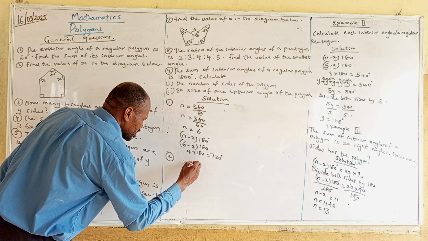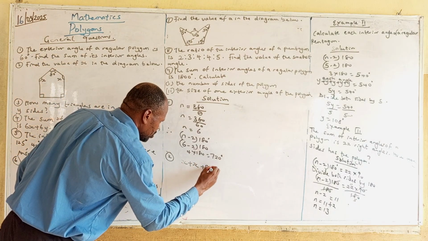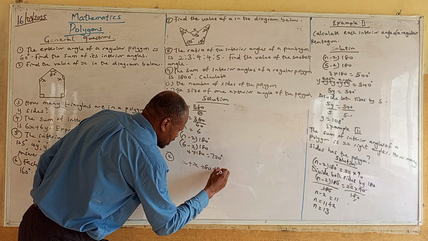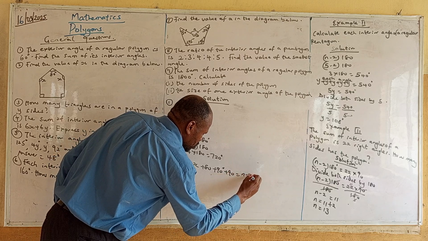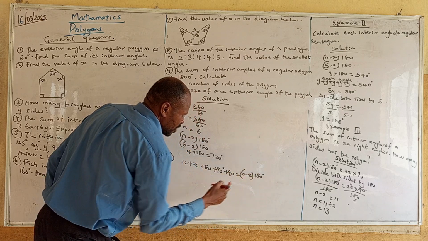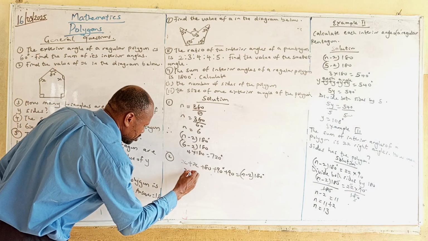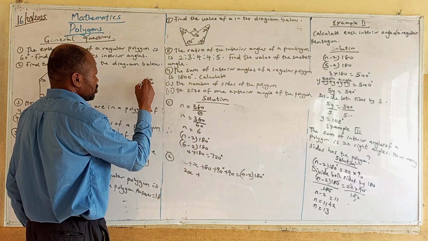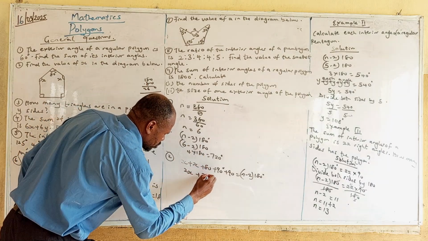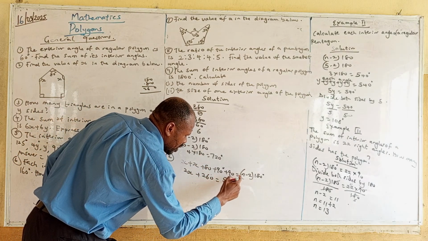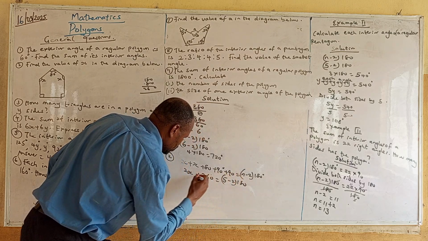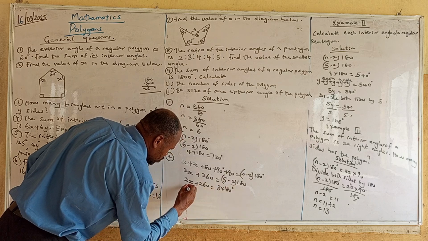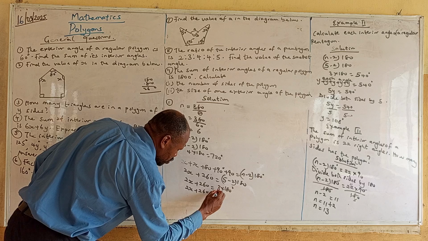But we show it here. So I have s plus 80. The value of this is 90 degrees, and the value of this is also 90 degrees. So that's plus 90 degrees plus 90 degrees equals (n minus 2) times 180, the sum of interior angles of any polygon. So this one will be 2s plus 180, 180 plus 80, that's 260. 260 equals (5 minus 2) times 180. So 2s plus 260 equals 3 times 180 degrees. So 2s plus 260 equals 540.